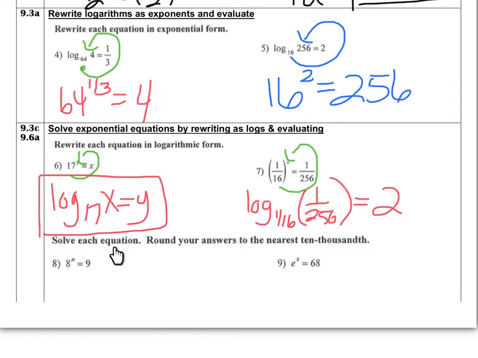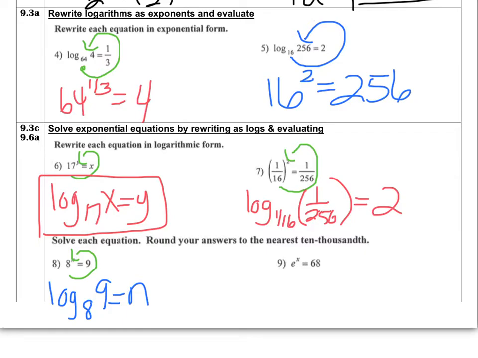The next two want us to solve each equation. These are exponential equations. Whenever you have an exponential equation and you have to solve for the exponent, the only way to get that exponent down on the main base level is to rewrite it as a logarithm. So let's just apply those properties. If this is exponent base 8, it's going to become log base 8 of 9 equals n. So let's write that. Log base 8 of 9 equals n.